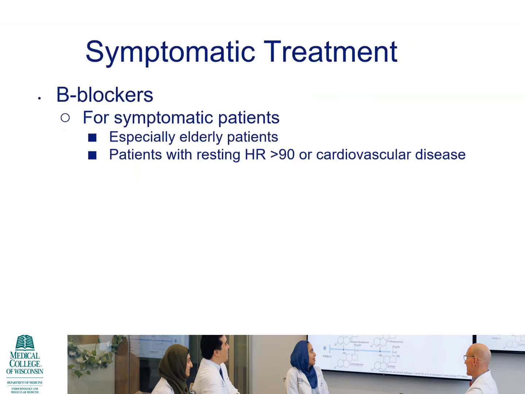In terms of symptomatic, we mean palpitations, tremor, anxiety, especially if patients are older. And any patient that has a resting heart rate of greater than 90 or has a history of cardiovascular disease should definitely be getting beta blocker for the treatment of their hyperthyroidism. Beta blocker only needs to be continued until the patient is rendered euthyroid on treatment, and then the beta blocker can be discontinued.